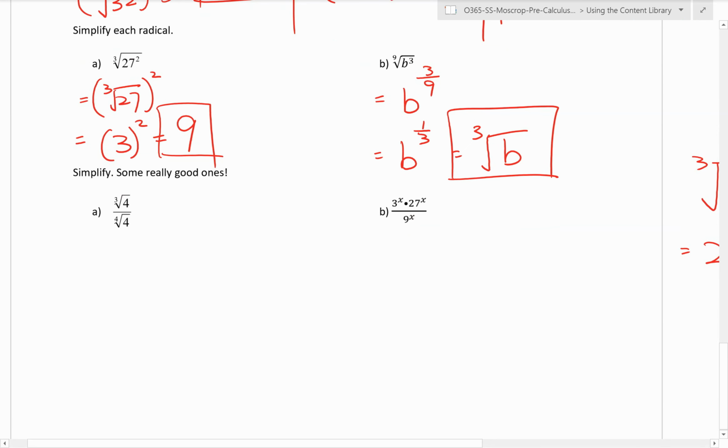Two more examples I need to show you. Part A, this one is not too bad. Part B is the one that's kind of fun-ish to do. Okay, Part B is actually quite interesting.